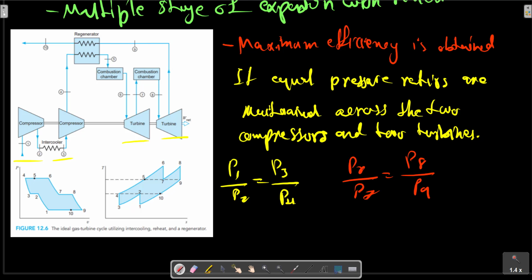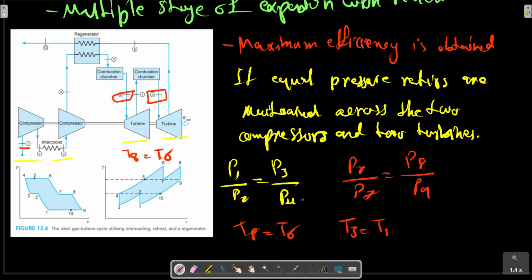In this ideal cycle, the temperature of air entering the first stage of compression, T1, is shown here, and the temperature after reheating, T8, is equal to the temperature entering the first turbine, T6. T3 equals T1.